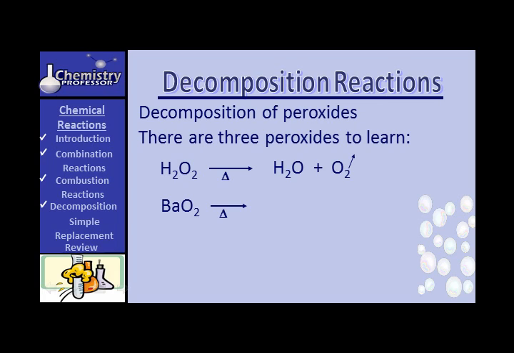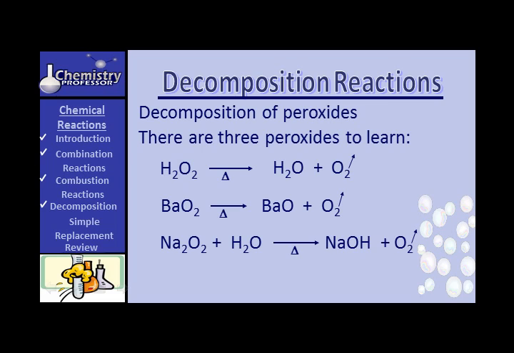Another peroxide is barium peroxide. Take barium peroxide, warm it a little bit, and you will produce barium oxide and oxygen. Or take some pellets of sodium peroxide and put them in water. Now, this is a different reaction. But when they're put in water and gently warmed, you will produce sodium hydroxide and oxygen.